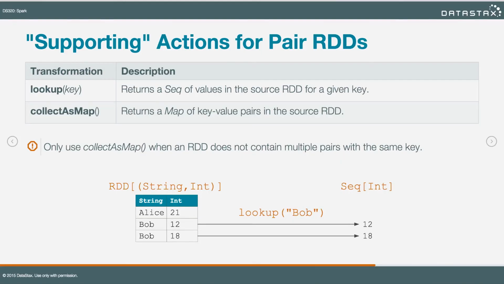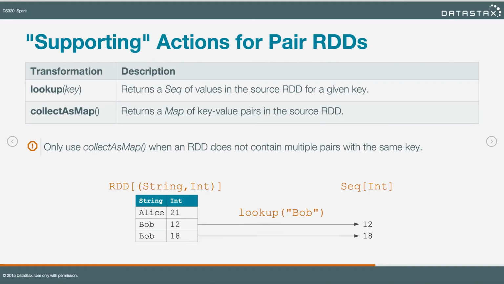A couple of interesting actions that we can use on pair RDDs. First, there's lookup. With lookup, we give a key, and it returns to us a sequence of all of the values in the source RDD that have that given key. It's as if we're looking up the values in that RDD for that key. And that is an action, so that's actually going to return that sequence as a result of the computation. Then we have collectAsMap.